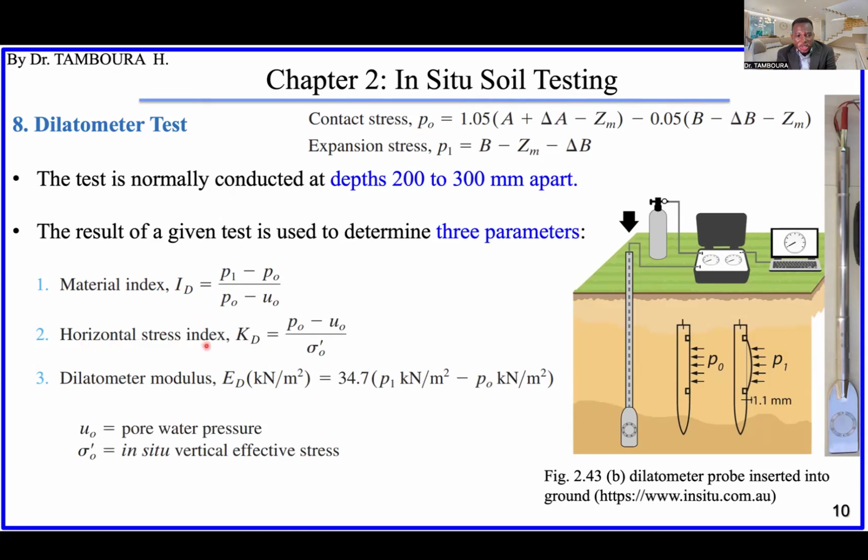And the second parameter you can get is the horizontal stress index. And from this one, you can obtain later the K naught. Okay. You know the K naught. K0. We will see it later, which means the ratio of the sigma H to sigma V. The sigma 0 prime here is just the vertical stress.